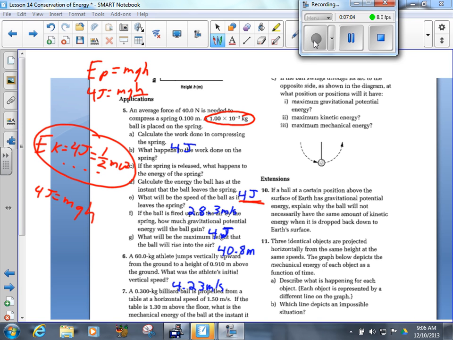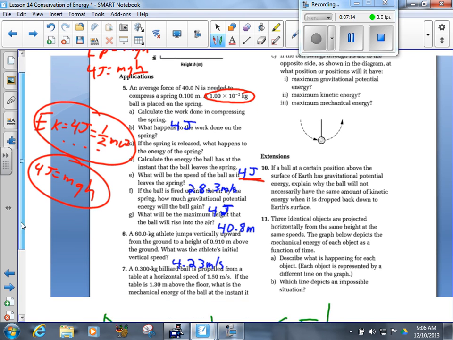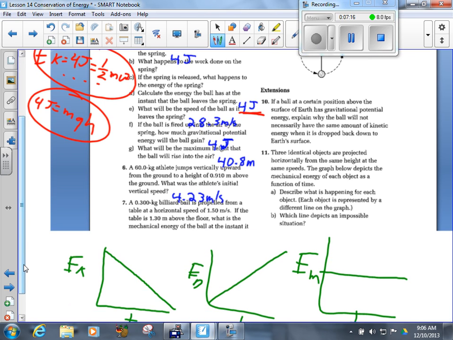So you set 4 joules equal to mgh, just like we did in the questions on the quiz today. All right, and then you would solve for h, which ended up being 40.8 meters. Now for number 6, you got the 60 kilogram athlete who jumps vertically upward from the ground to a height of 0.910 meters. What's the athlete's initial vertical speed?